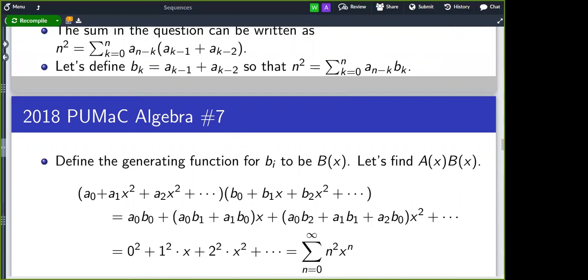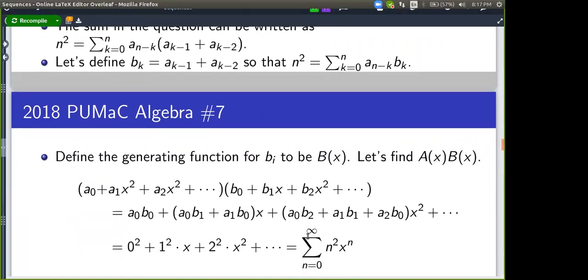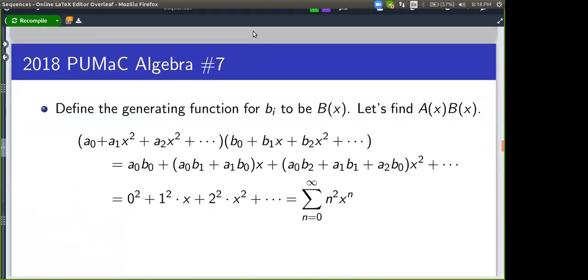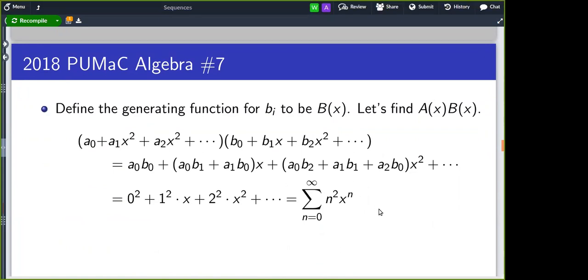And then we have plus 2 squared times x squared. So we can write this as a sum of n squared times x to the n. And now the question is to try to find what the sum of n squared times x to the n is as a generating function. So does anyone have any ideas for how to find that? Preferably using some of the generating functions we found in last class.